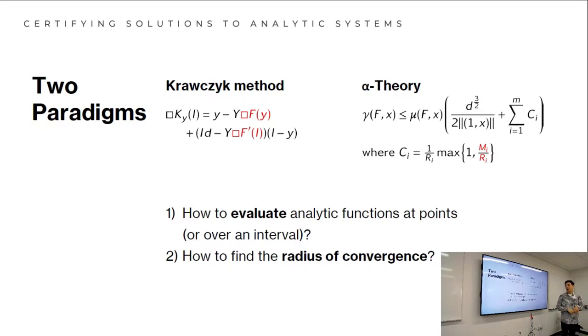First one is, how can we evaluate analytic functions at a point or over an interval? And the second question is, how can we get the radius of convergence? Okay, if we can answer these two questions, then we can also get these red parts in here.